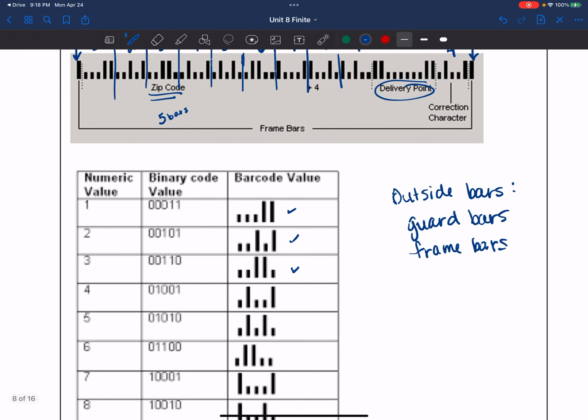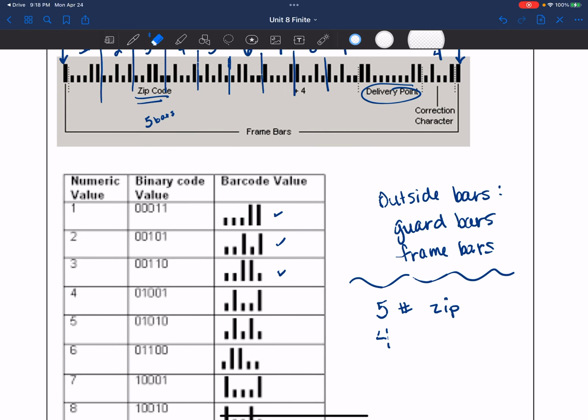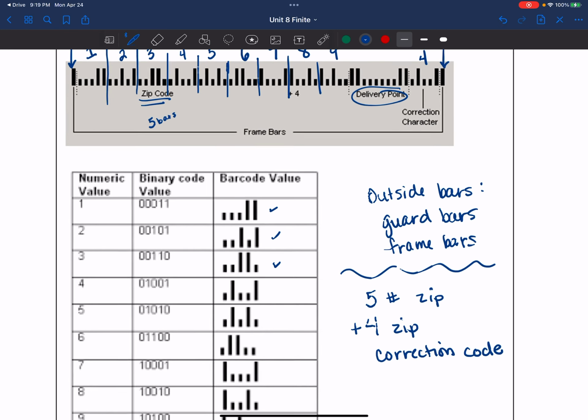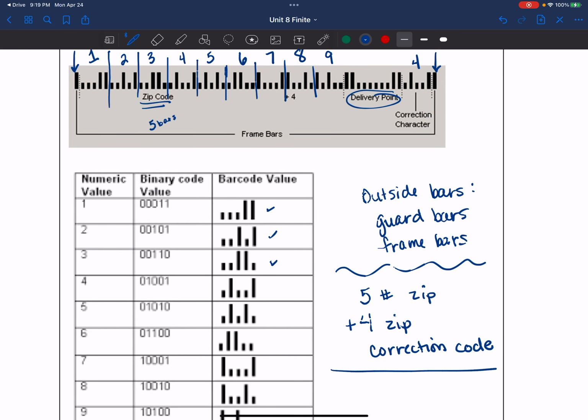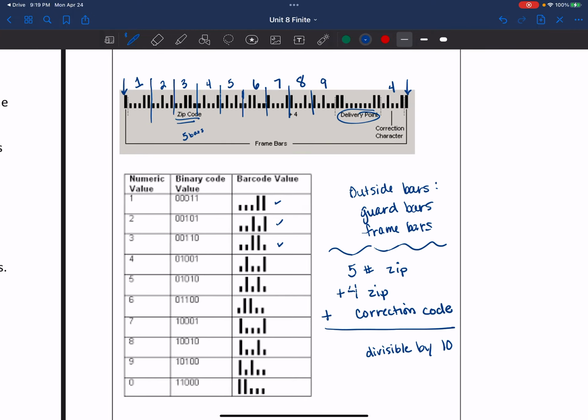So what we know about this Postnet code is that we have 5 numbers for the zip. We have 4 numbers for that additional encoding on the zip. Sometimes we'll call that +4 zip. And then we have a correction code or a correction digit. What we know is that when we add up all of those things, it needs to be divisible by 10. All right, so let's take a look at an example.